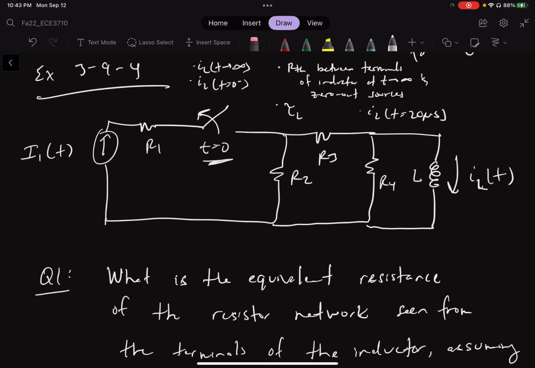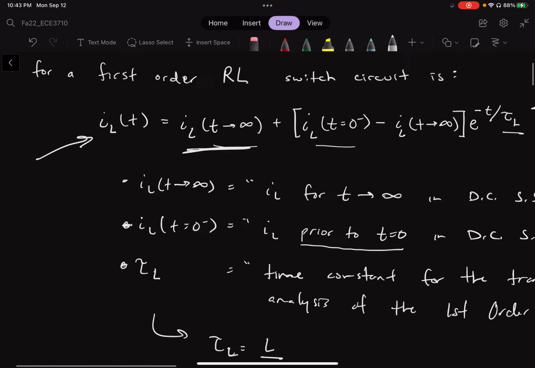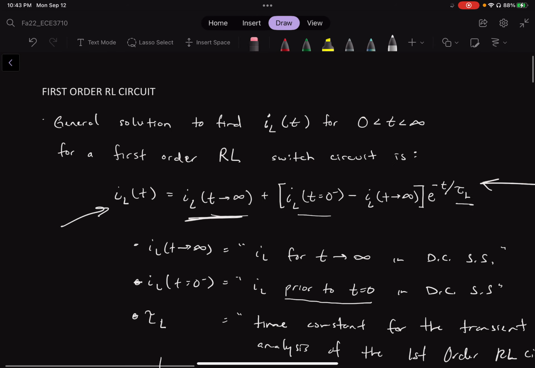All of that, again, the first 4, 1, 2, 3, 4, is put together to achieve the current of the inductor for some random time between 0 and infinity, using the general formula that was taught in the beginning of this video as shown here.